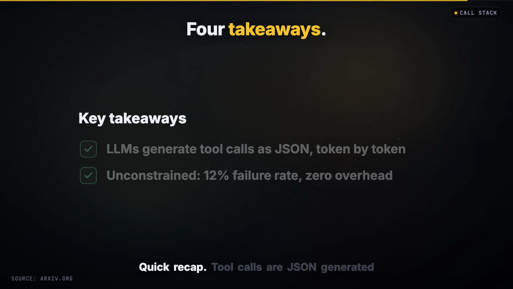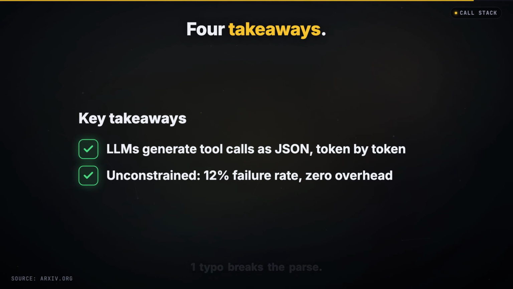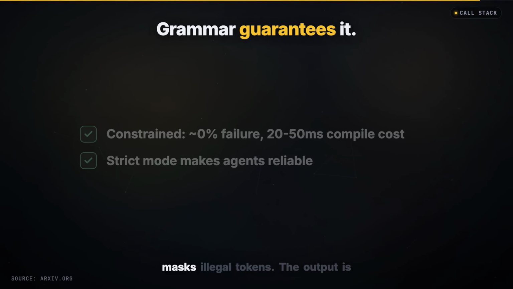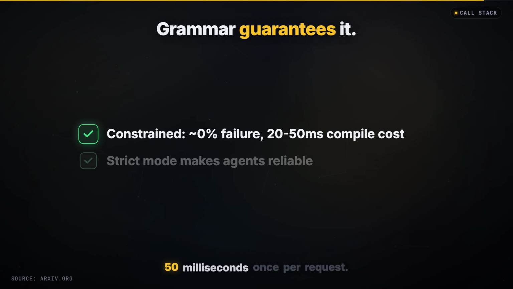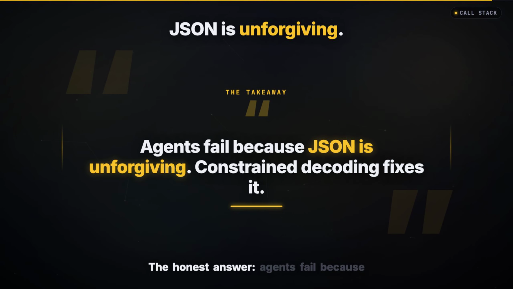Quick recap. Tool calls are JSON generated token by token. Unconstrained generation fails 12% of the time because one typo breaks the parse. That's 1 in 8 agent runs dead. Constrained decoding builds a grammar that masks illegal tokens. The output is guaranteed valid. The cost is 20 to 50 milliseconds once per request. Strict mode makes agents reliable. The failure rate drops to near 0. That's the whole trick.